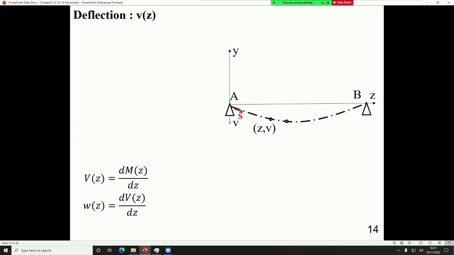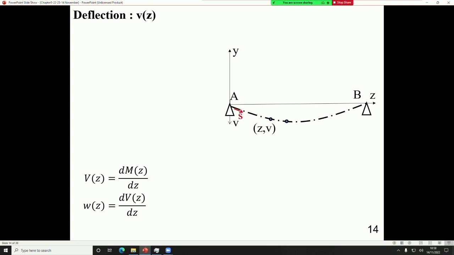So when a beam is subject to bending, in order to design it, in order to analyze it, we need to find the normal stress applied to each section of the beam. We need to find out the shear stress applied to each section of the beam. Also, we're interested to know how much deflection the beam has. So in this case, it's the displacement in the y direction. The beam is subject to a bending moment about the x-axis.